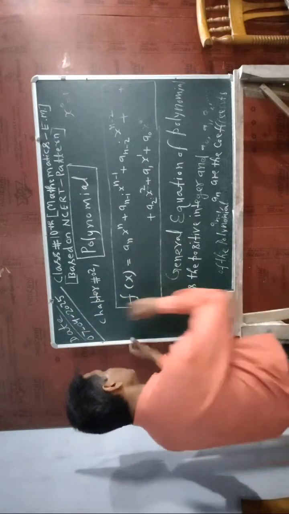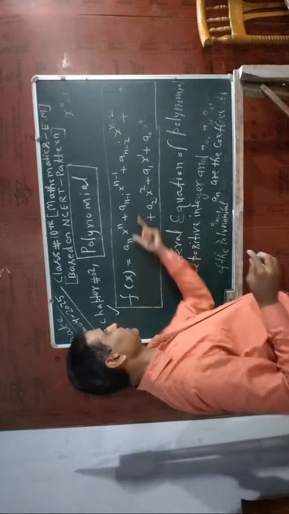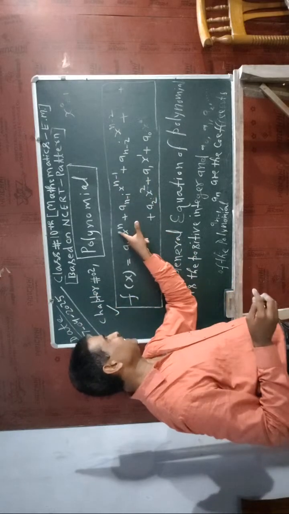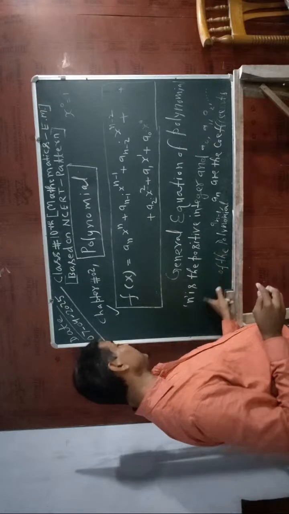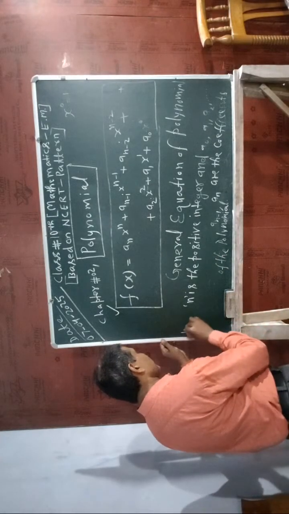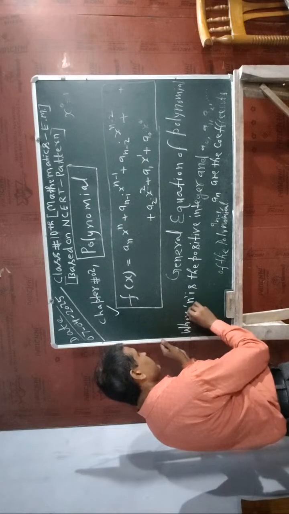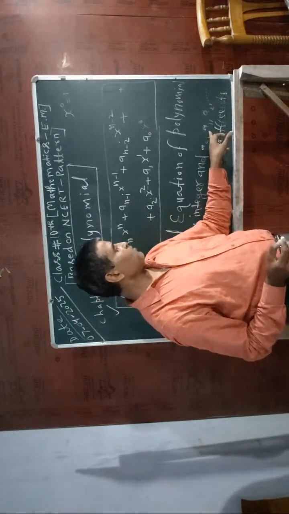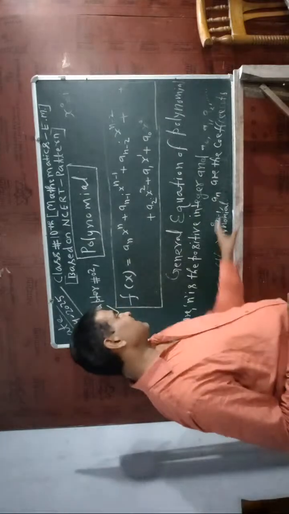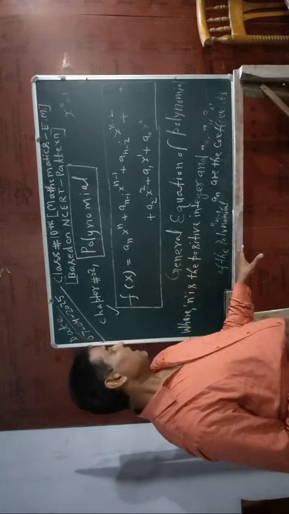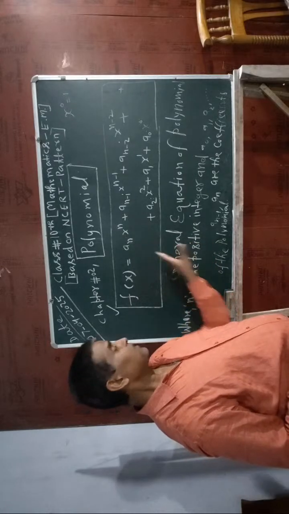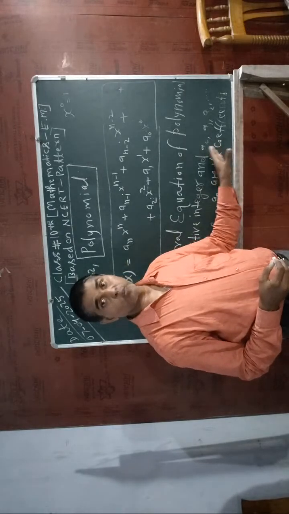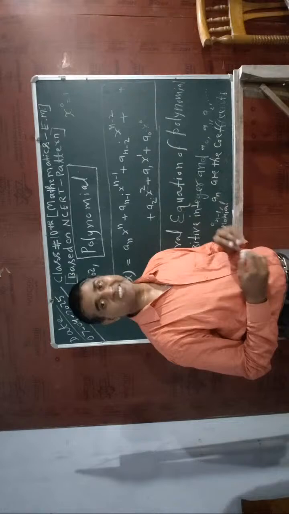So students, you have to note this one. f of x is equal to this, and this is the general equation of the polynomial, where n is a positive integer and a0, a1, a2, a3, up to an are the coefficients of the polynomial, and in other words you can say the constants of the polynomial. Coefficient of the x variable, coefficient of the polynomial, and also constants of the polynomial.